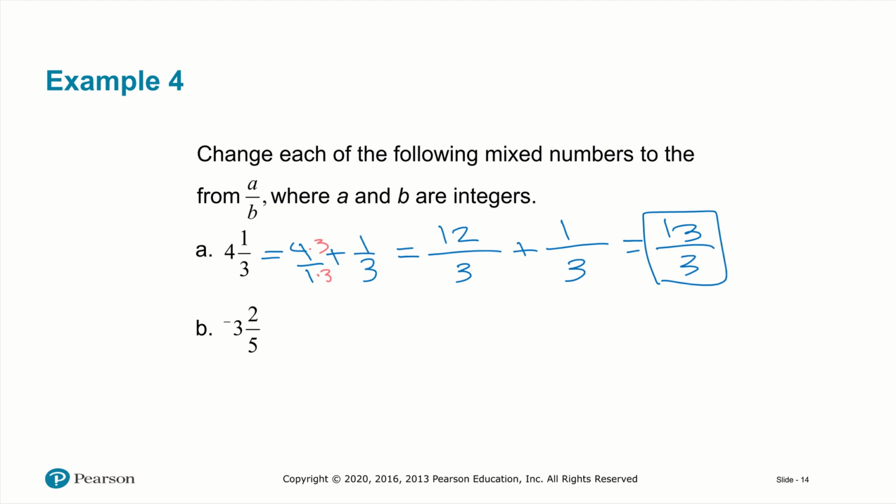Now the shortcut method was, if you recall, multiply this 3 by this 4 and then add it to the 1 and keep the denominator for the next step. So the denominator stays the same, but for the numerator we multiply 3 by 4, which is 12, and add to 1, we get 13. So of course we get the same result.